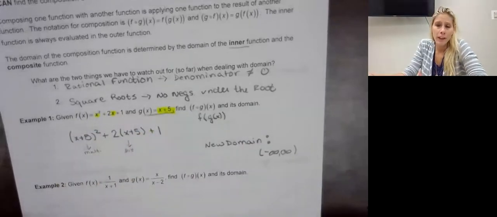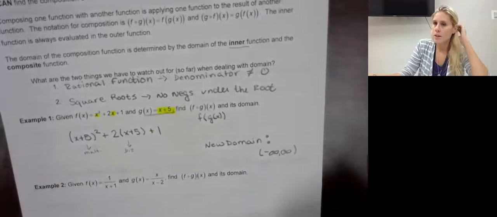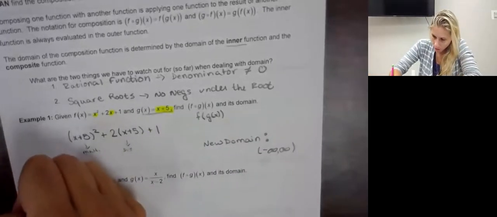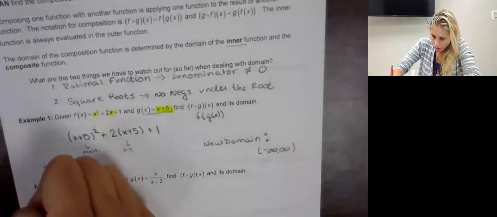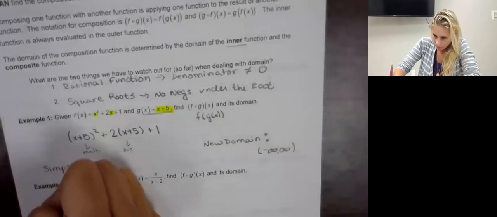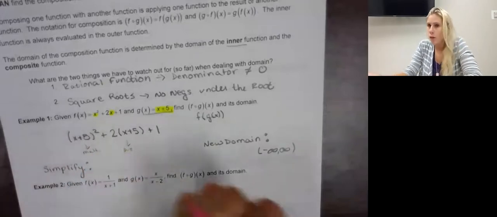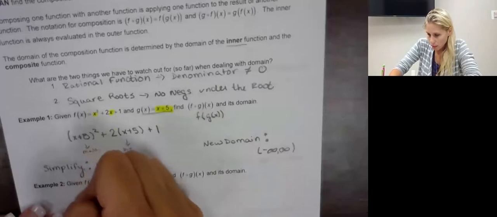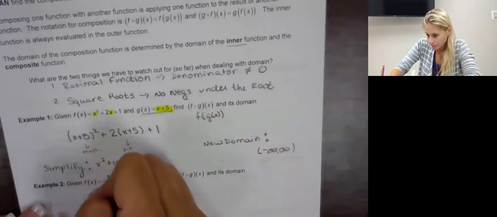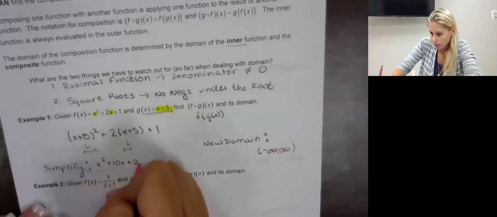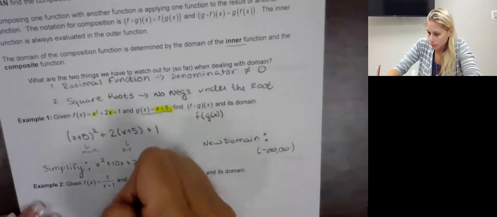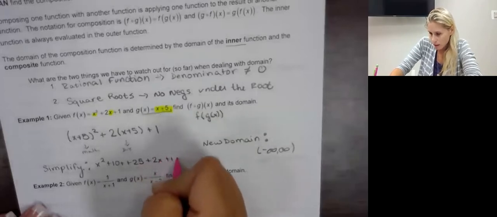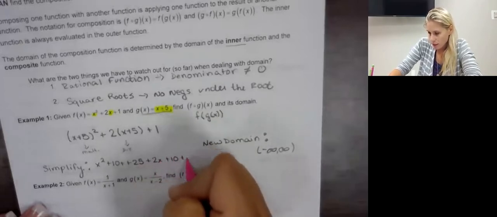So I'm going to simplify this just for fun here, so that way you can see it if you need it during your practice work. So simplify the function. Once I multiply it, FOIL, box, whichever way you want, I get x squared plus 10x plus 25. Then I'm going to distribute that 2, so I get 2x plus 10. And then at the very end, I have this plus 1.